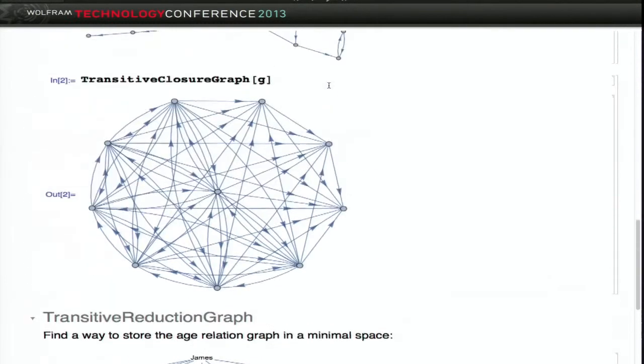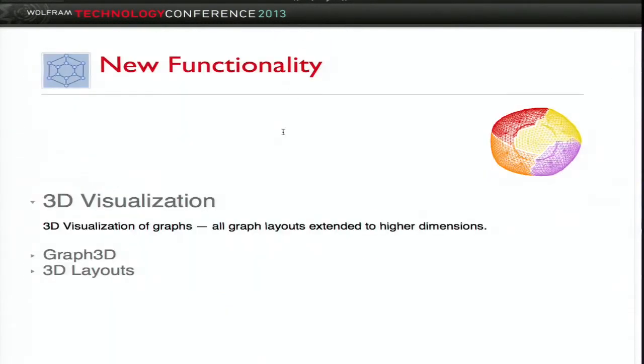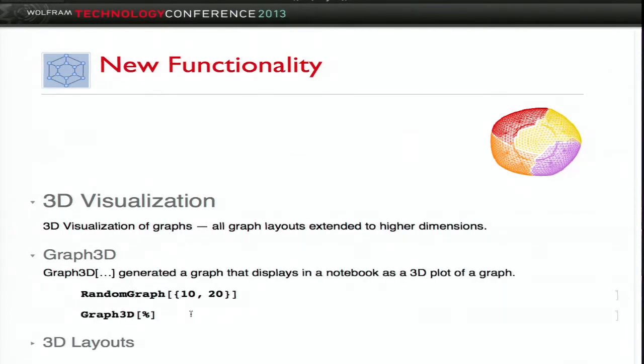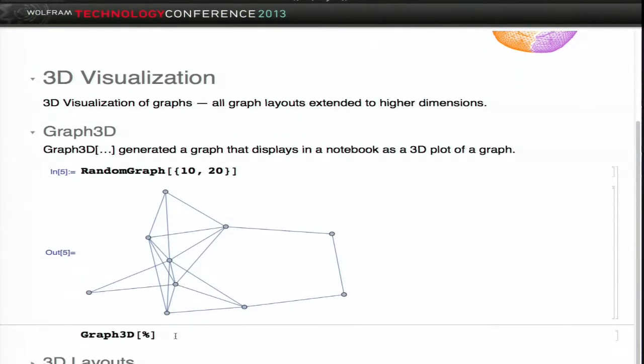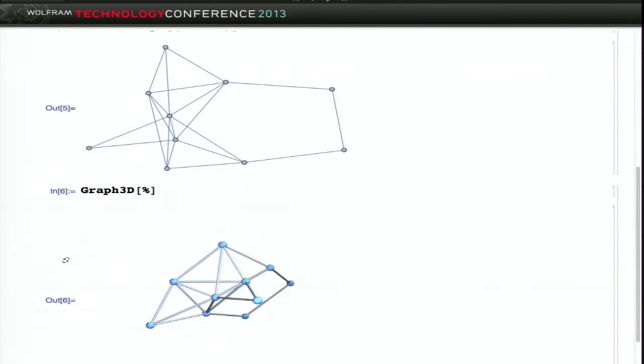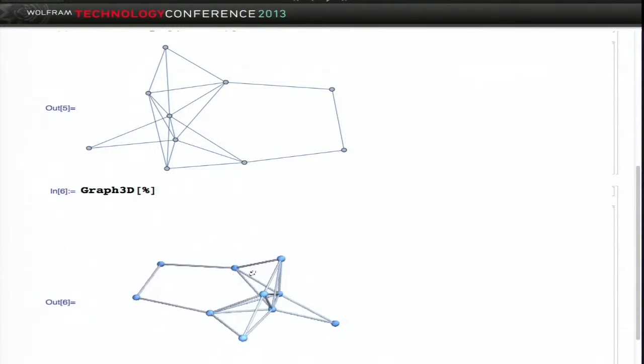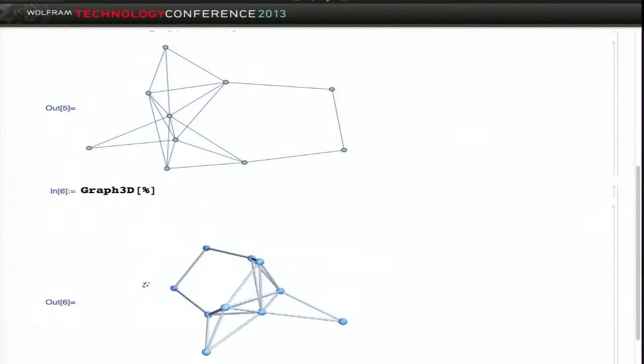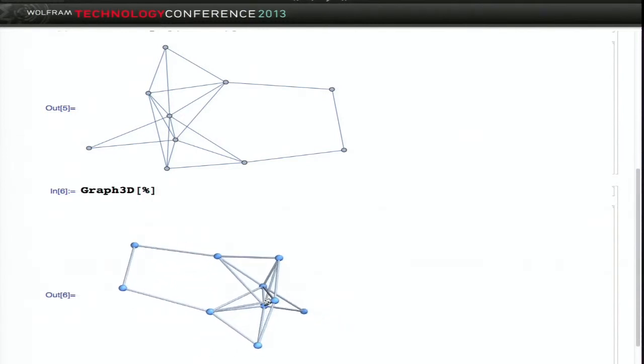Okay, so that's in terms of constructors. The next functionality we introduce is visualization of graphs in 3D. Most of the people ask for it. We have Graphics3D, we have Graph, but why not a graph in 3D? So we introduce Graph3D. If you generate a graph and use the Graph3D constructor, it builds you a new 3D graph, essentially. It behaves like a graph. You can manipulate it, rotate it, adjust it. It's still a graph. You can do all computation on it.